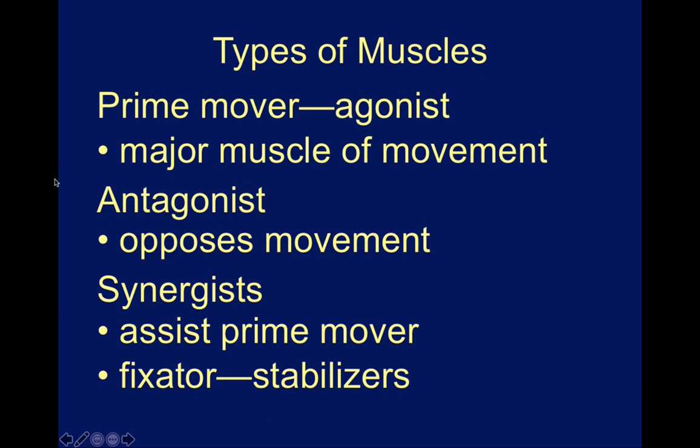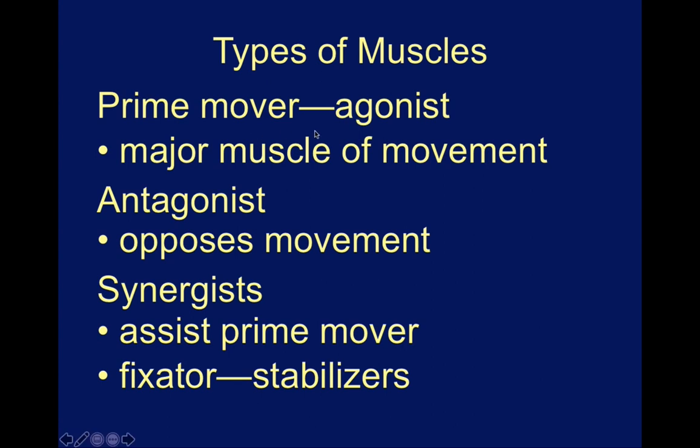So it is here we see that there are three major types of muscles, or groups that we can put our muscles in. The first major group are the prime movers, also known as our agonists. The second group are antagonists, and the third group are synergists. Each of these types of muscles will play different roles in various muscle movements.